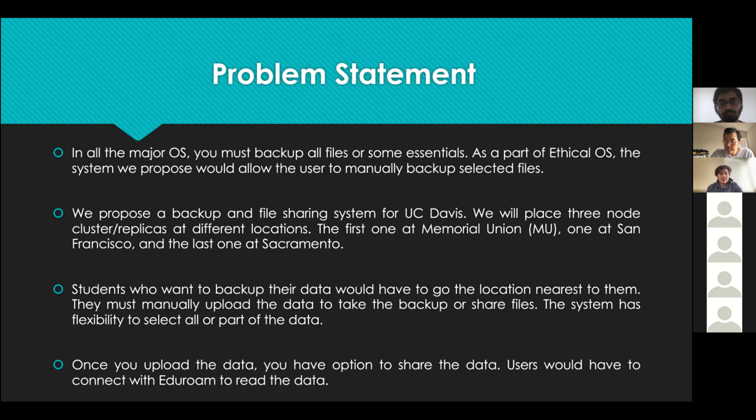In all the major OS, you must back up all files or some essentials. So as a part of ethical OS, the system we propose would allow the user to manually back up selected files. In the system we are proposing, you can select what files you need to back up. We propose a backup and file sharing system for UC Davis. We will place 3 node clusters and replicas at different locations: the first one at Memorial Union, one at San Francisco, and the last one at Sacramento. So the students who want to back up their data would have to go to the nearest location.